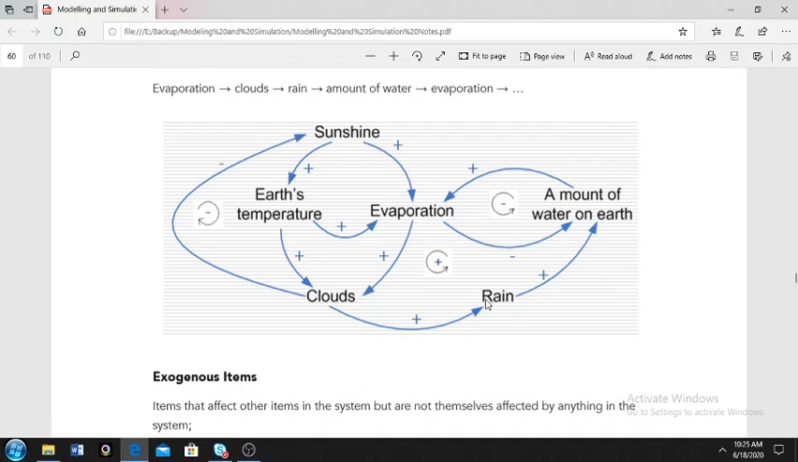Let's do it the other way around. The less you have rain, the less you have amount of water on earth, the less you have evaporation, the less you have clouds, the less you have rain. So you are moving from less to less, so it is reinforcing, plus or R. Now this one is balancing.